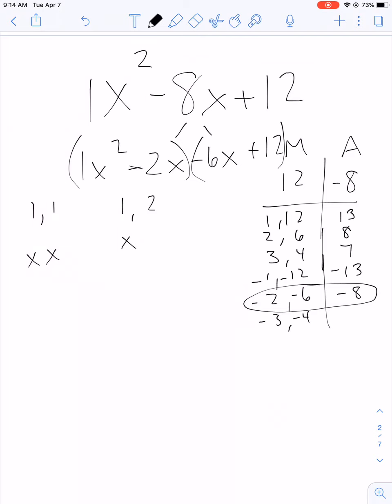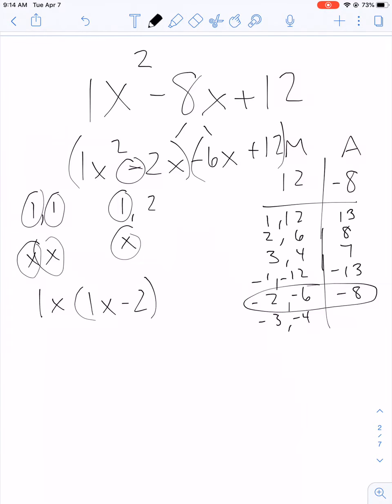So here we go. Biggest is 1. X. Left over is 1. X minus 2. Over here, 6 is 1 times 6, or 2 times 3. X is just x. 12 is 1 times 12. 2 times 6, 3 times 4. So what's the biggest we have in each of those? 6. So that's going to go outside. Can I take an x out of both? No. So I'm left with 1x.